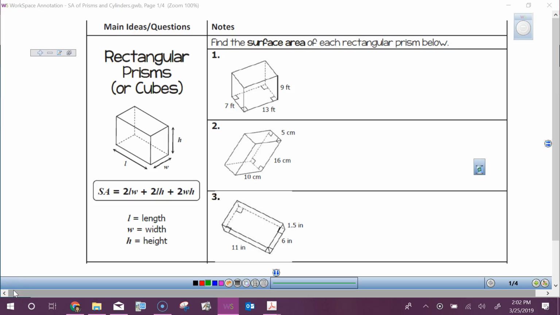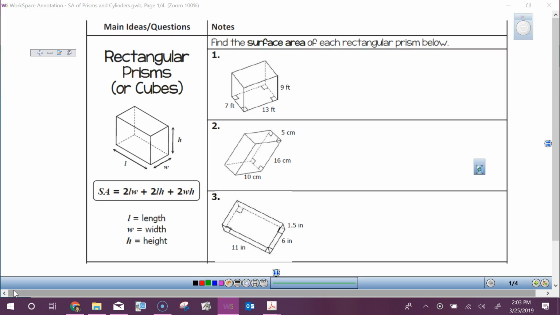All right, so surface area. We're going to talk about surface area, which is the area of all the surfaces. If we're talking rectangular prism, cylinders, any prism, basically we are taking the area of every single side and adding it together. But we have a little bit of a shortcut to that.